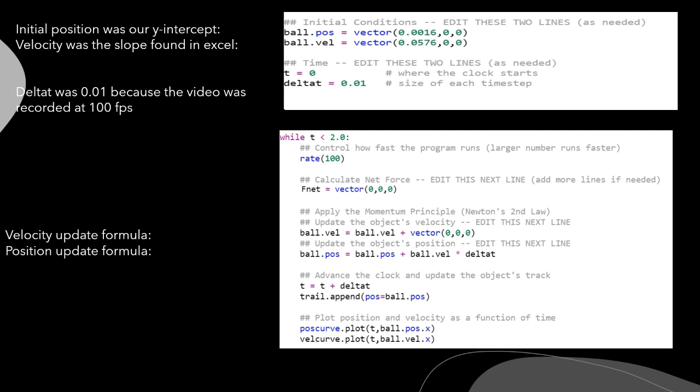There are images of the code that we used in GlowScript to find the theoretical position of the marker. Our initial position was our y-intercept. Our velocity was the slope. We both found those in Excel. Our deltat was 0.01 because our video was recorded at 100 fps. We also used the velocity update formula, and we also used the position update formula in our code.